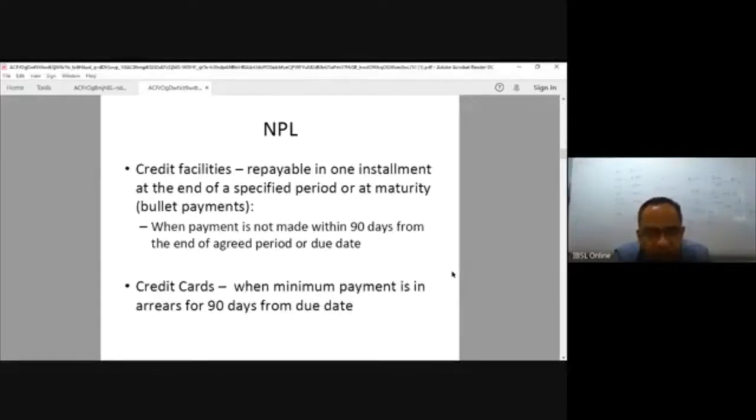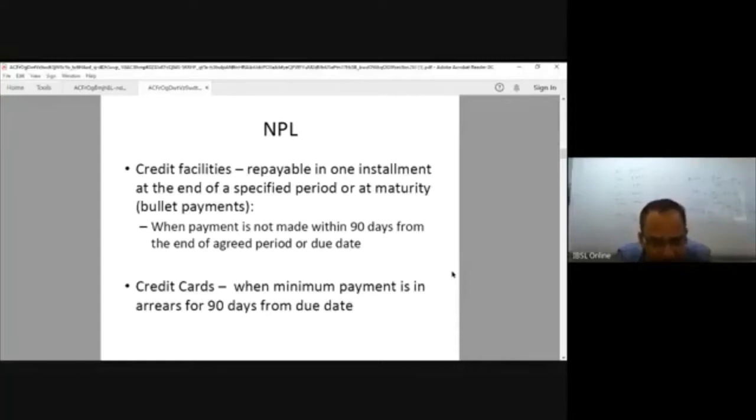So even if it is a bullet payment, one payment credit facility we give, that one payment has to be paid. Even if it is one payment, if it is 90 days overdue from the due date, that becomes, on the 91st day, a non-performing advance, NPA.